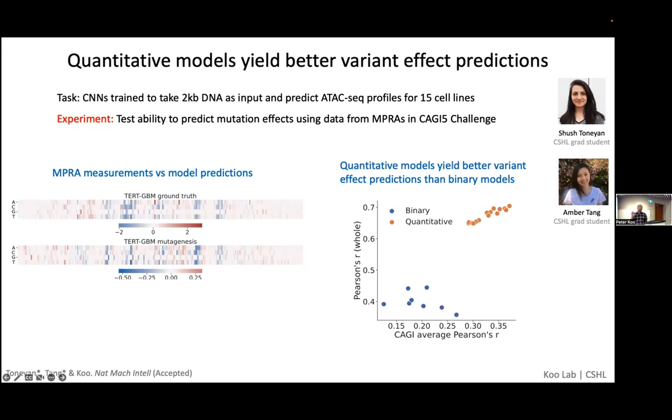And then we also evaluated each model's ability to predict variant effects. Fortunately, there are MPRA experiments that have measured saturation mutagenesis for 15 regulatory elements, and they're all a part of the CAGI-5 challenge. So we tested our models' ability to predict these variant effects. The x-axis shows that performance across all of these 15 regulatory elements, and you can see that it really is no contest here. The quantitative models are really dominating over these old school binary models. Hopefully this catalyzes a new generation of models in this space so that we can move forward.